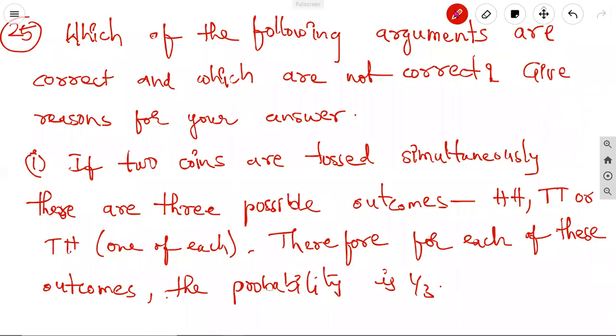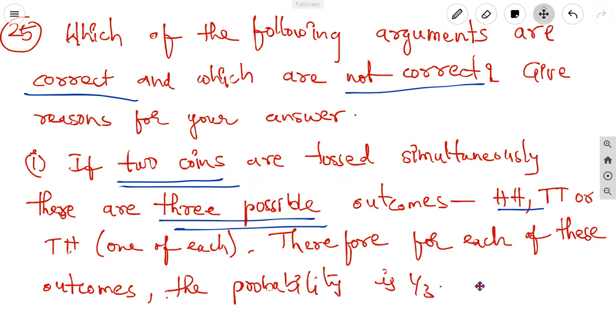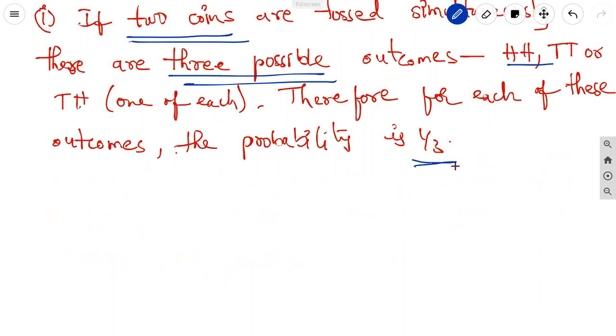25th. Which of the following arguments are correct and which are not correct? Give reasons for your answer. If two coins are tossed simultaneously, there are three possible outcomes whose head, two heads, two tails, or one of each. Therefore, for each of these outcomes, the probability is 1 by 3. Okay? What is the answer? No, I'm not agree with that.